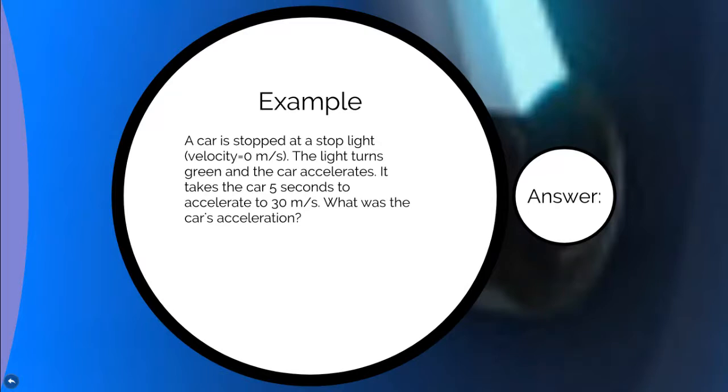So for example, we have a car stopped at a stoplight, which means its velocity is 0, and the light turns green and the car accelerates. It takes the car 5 seconds to accelerate to 30 meters per second as a velocity. So what was the car's acceleration?